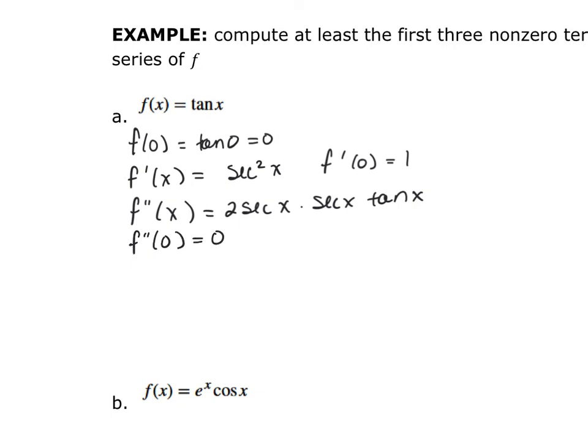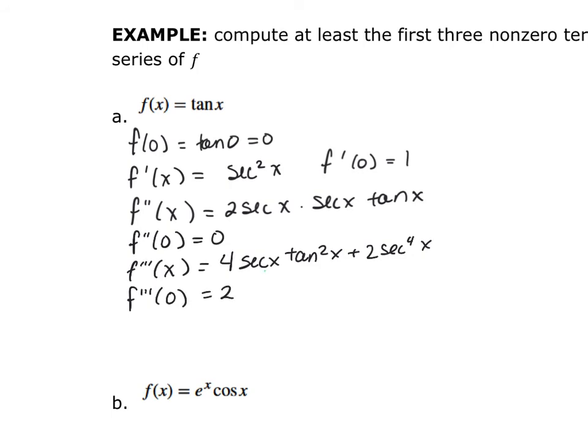Now remember, I need to find 3 non-zero terms, so I have to keep going. My third derivative, I'm just going to give you what it is without doing the work for it. It's just going to be 4 secant x tangent squared x plus 2 secant raised to the fourth x. When I evaluate my third derivative at 0, this is just going to give me 2, because the tangent term goes to 0, and the secant of 0 is 1, raised to the fourth power, still 1, which is 2.